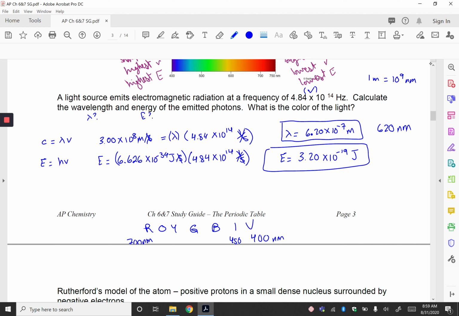So this would be like 450. This is 500, 550, 600, 650, and then 700. So again, it's an estimate. You do not need to memorize this. This is just FYI. Again, if they ask you about the color, they'd have to give you more information. All you need to know is that this side of the spectrum has the longest wavelength, and this has the shortest. So 620 would probably be somewhere here, so like a yellow-orange color is the color of this light.